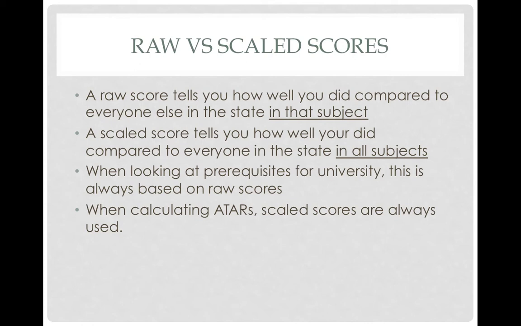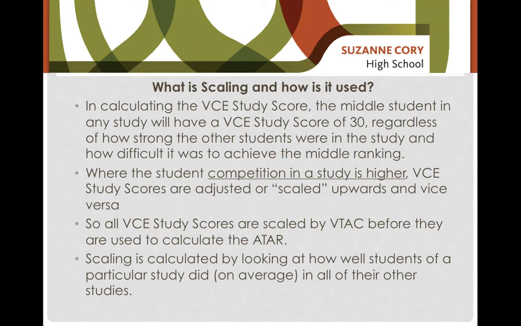If you're looking at the VTAC, and so you're looking at the prerequisites for university, that's always going to be a raw score. But when we're calculating ATARs, we always use scaled scores. So they both have their uses and both are important to understand. So, what is scaling? First of all, when you calculate a VCE study score, the middle student of every study is going to have a 30, and it's always going to have a standard deviation of 7. That doesn't account for how strong the other people were. So it doesn't account for basically the level of competition.